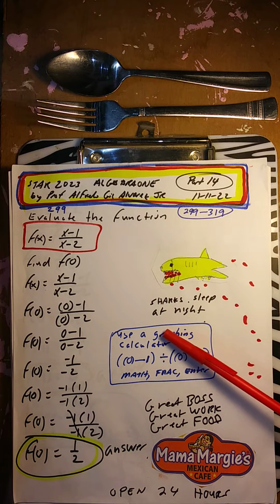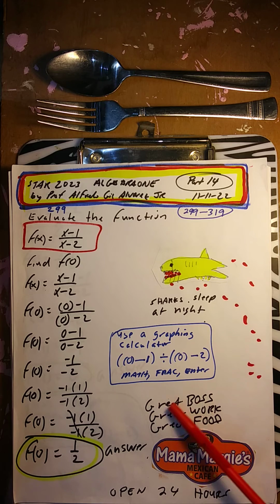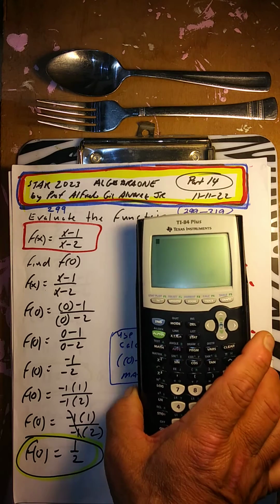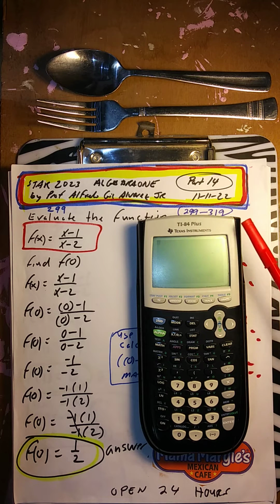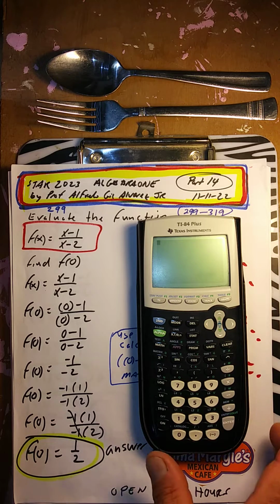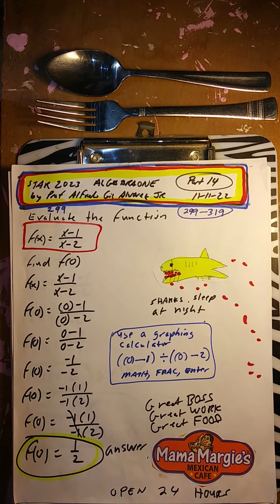Or you can use a graphing calculator. These are the directions for how to use a graphing calculator. What is a graphing calculator? Let me show you what that looks like. It doesn't matter which one, it could be a TI-84, TI-83 Plus, whatever you can find and get. Use it. There are the keys.